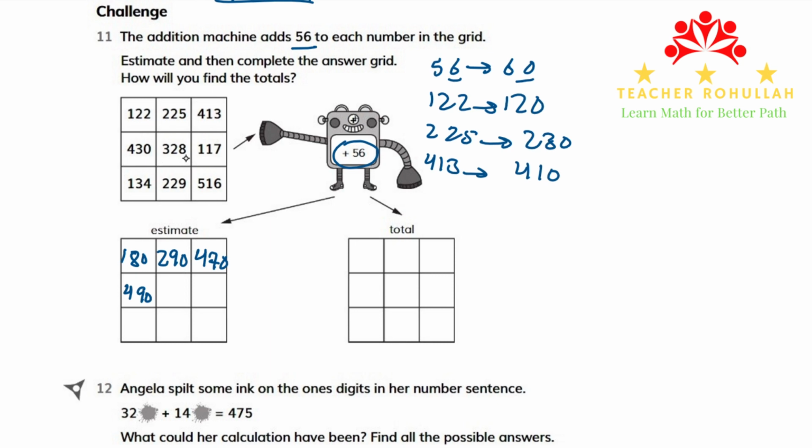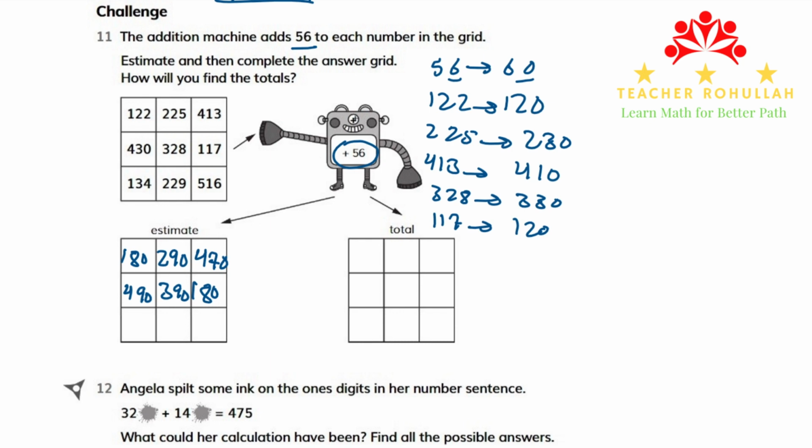490 and 328. If we round 328, we get 330. 330 plus 60 is 390. 117 rounds to 120. 120 plus 60 is 180.